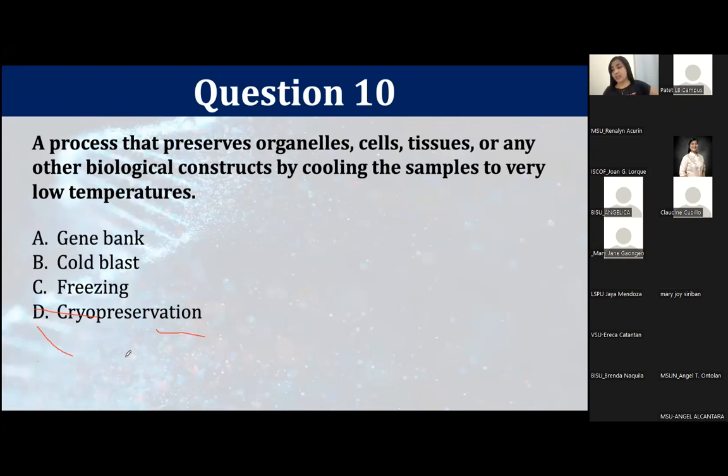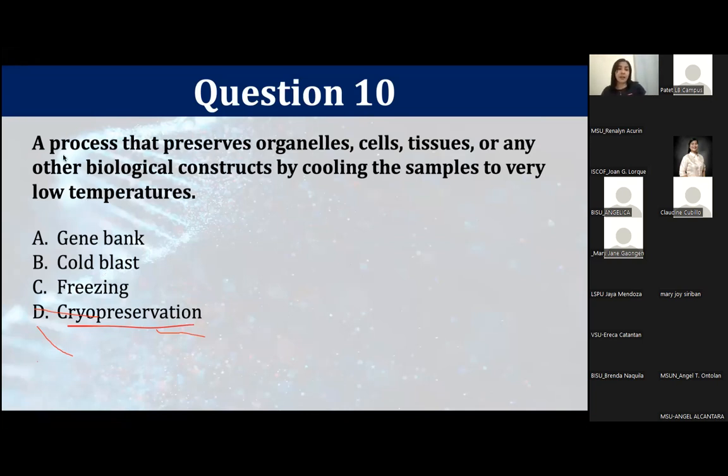May sumagot ng letter D, may sumagot ng letter B. Okay, so most of you answered letter D. May sumagot ng letter A, gene bank. Now, for those who answered letter D, kasi marami kayo, ano yung basis nyo why you have answered letter D? Sige, type nyo lang. I-type nyo lang kung ano, bakit. Bakit letter D yung sagot ninyo? Meron namang sumagot na letter B. Siguro kasi cooling the sample, kaya cold blast. How about the letter D?